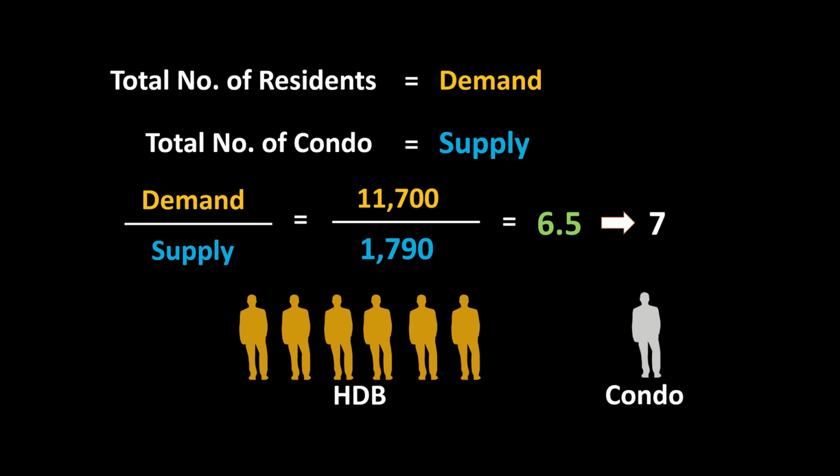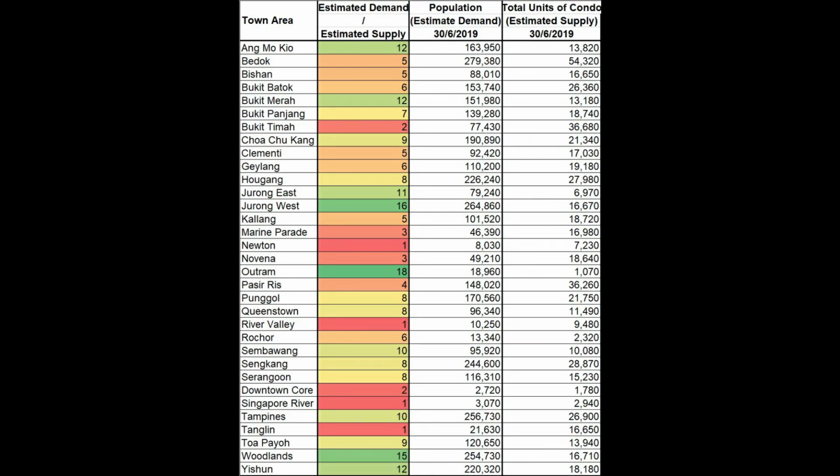I have done the summary for every single estate. As a result, I feel that Outram seems to have the highest demand over supply in Singapore. By using this concept, you can identify the supply and demand of each location.